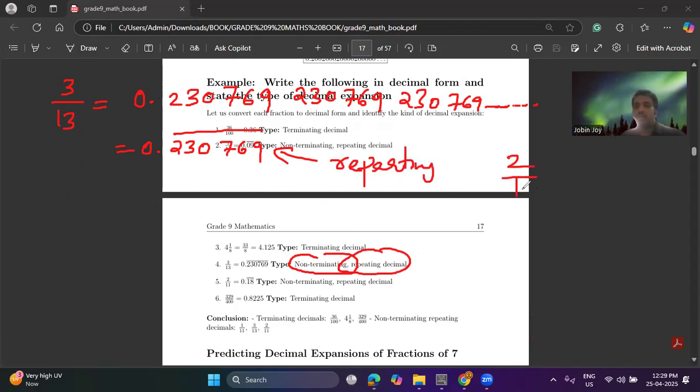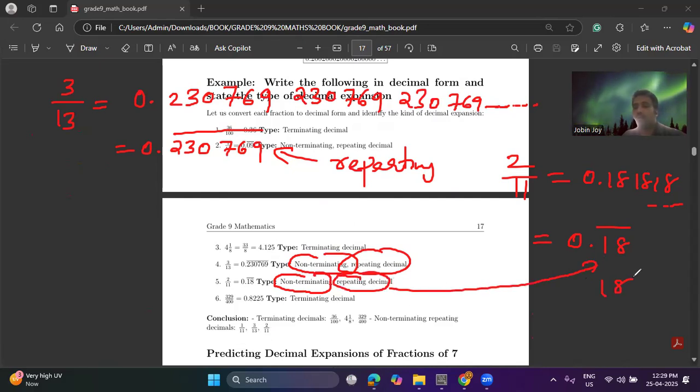Next is 2 by 11. So 2 by 11 is 0.181818, etc. That means 0.18 bar. Okay. Again, this is non-terminating but repeating. So here the repeating decimal is this one, 18. 18 is the repeating decimal.